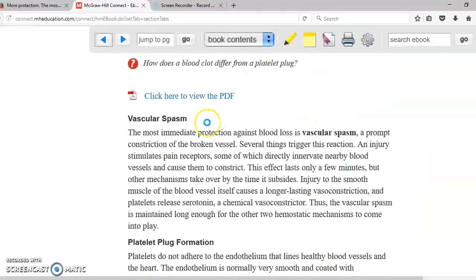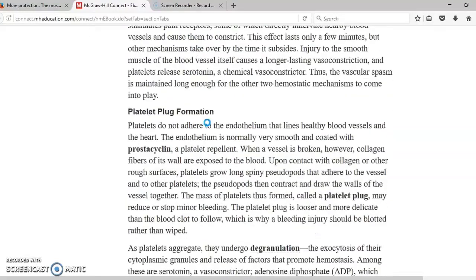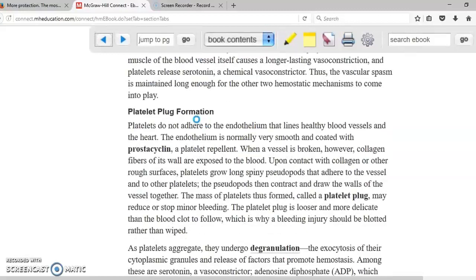Step number 1, we said vascular spasm. That's the step in which the muscle available in the blood vessels is going to produce vasoconstriction. Platelet plug formation. When the blood vessel gets damaged, areas inside the blood vessel are going to be exposed. When they get exposed, collagen is going to get exposed. And this collagen is the one that is going to trigger the attachment of the platelets to the walls of the blood vessel.